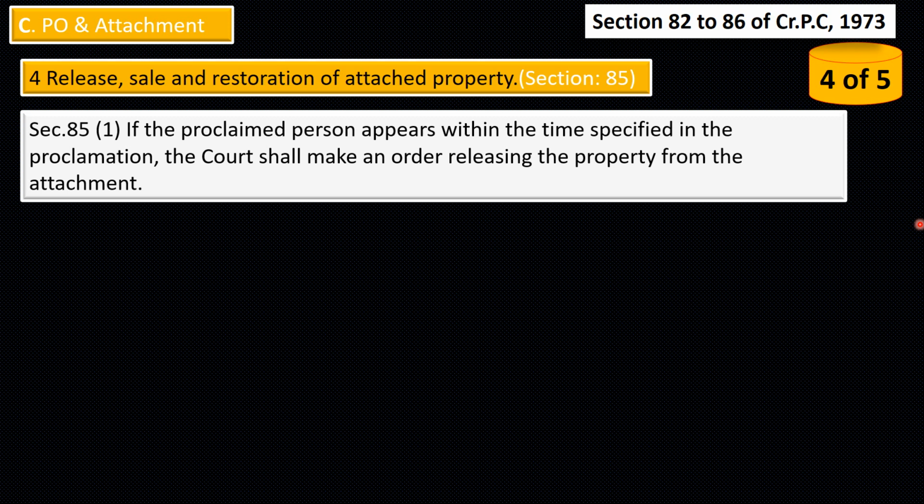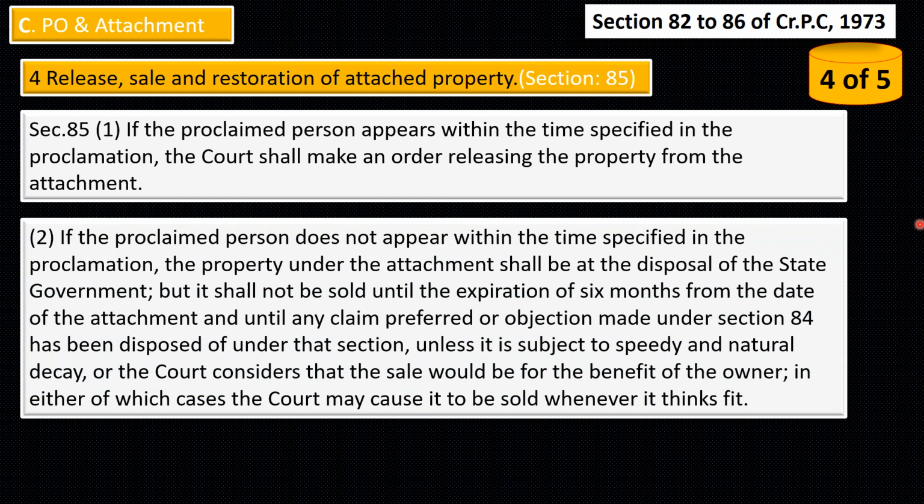Now subsection 2 of section 85 says that if the proclaimed person does not appear within the specified time in the proclamation, the property under the attachment shall be at the disposal of the state government, but it shall not be sold until the expiration of 6 months from the date of attachment and until any claim, preference or objection made under section 84 has been disposed of, unless it is subject to speedy and natural decay, or the court considers that the sale would be for the benefit of the owner. In either of the cases, the court may cause it to be sold whenever it thinks fit.